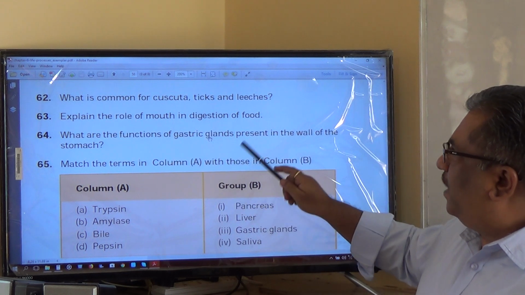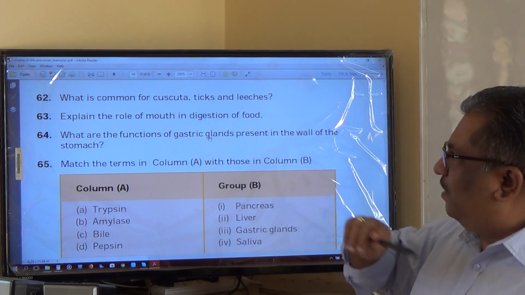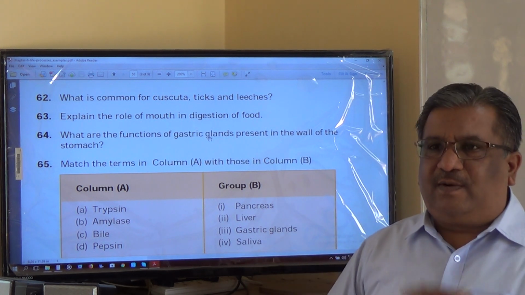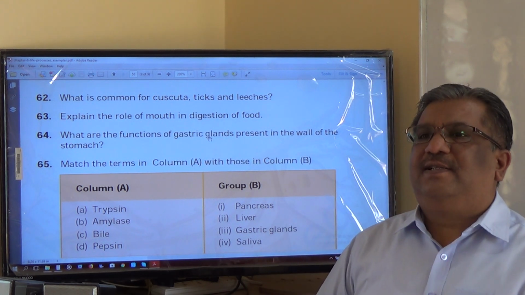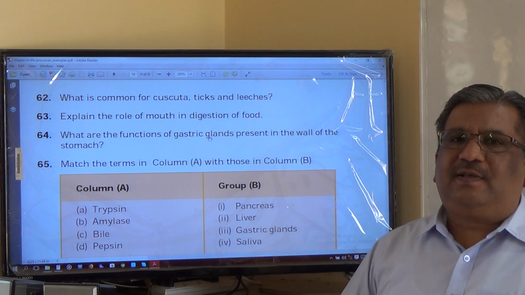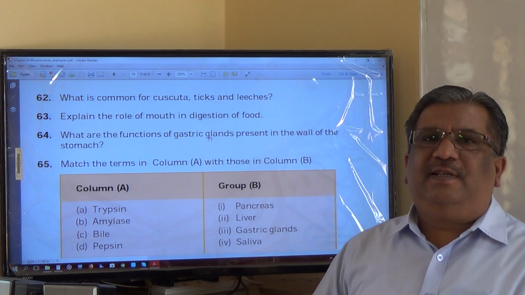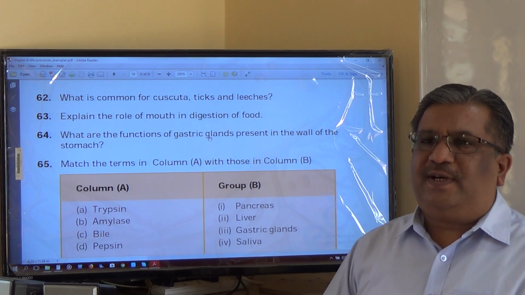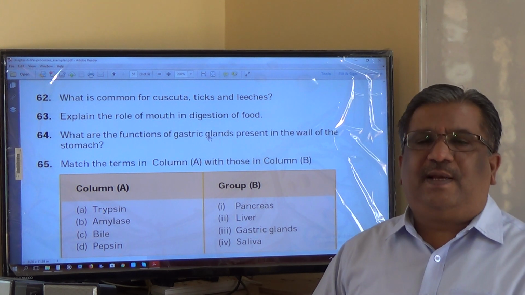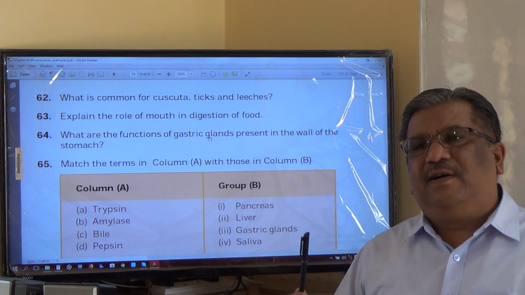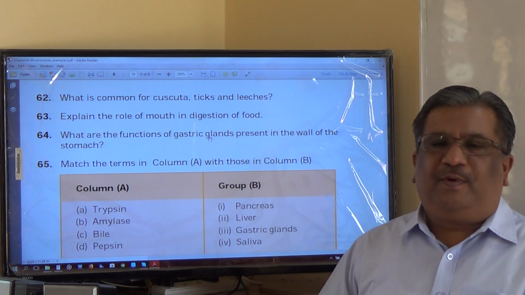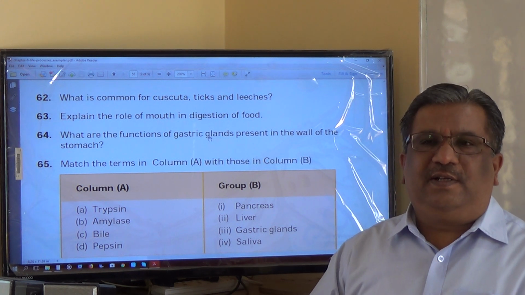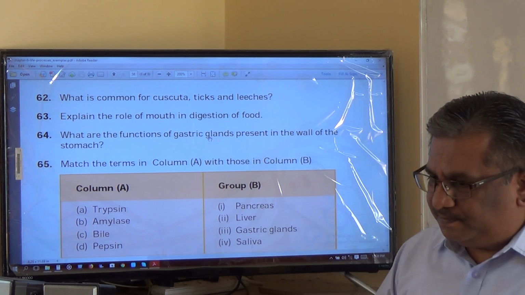What are the functions of gastric glands present in the wall of the stomach? They secrete gastric juice that helps digestion. It contains hydrochloric acid, it releases enzyme pepsin, and it releases mucus. Mucus protects the inner lining from the corrosive action of the HCl. HCl provides acidic medium for the action of enzyme pepsin. Pepsin converts proteins to peptones. Also, HCl kills the disease-causing pathogens.